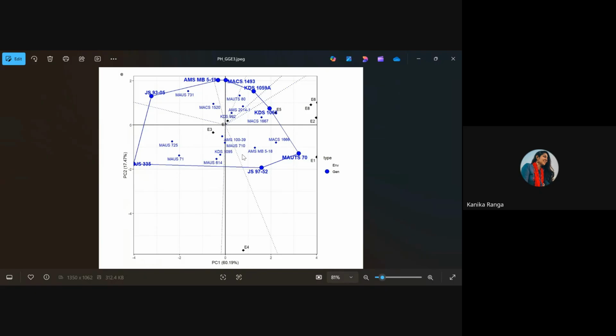Whereas if we talk about the mean performance versus stability graph, you can say KDS 992 is the most stable genotype in your lot, as it has minimal effect of interaction. That also you can say, because in each and every graph you will find this 992 is very close to the origin.